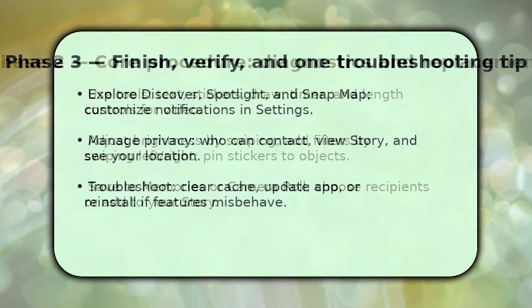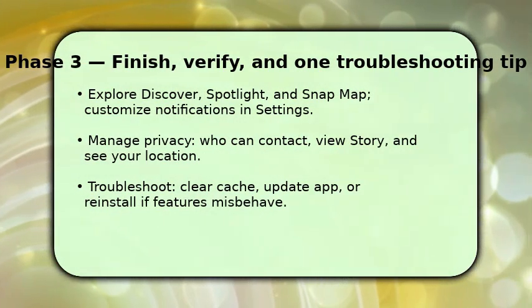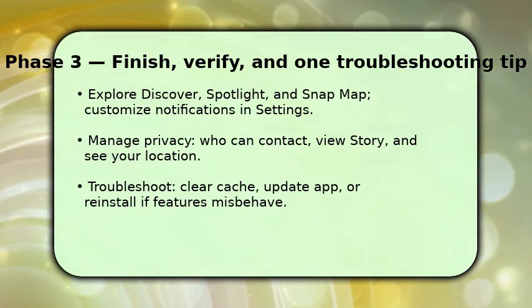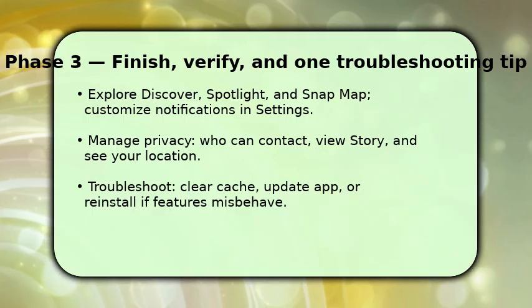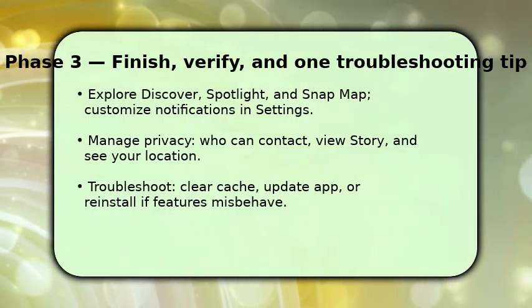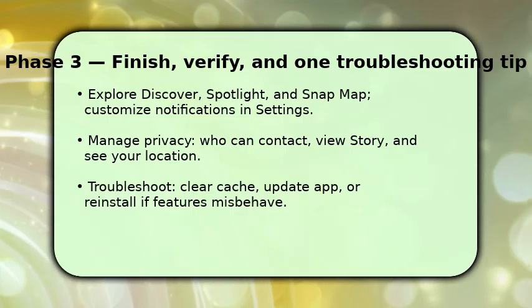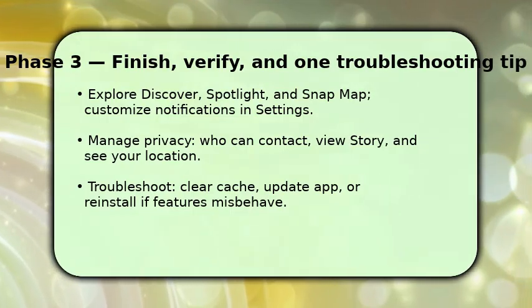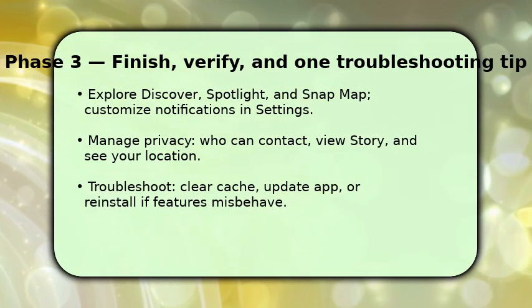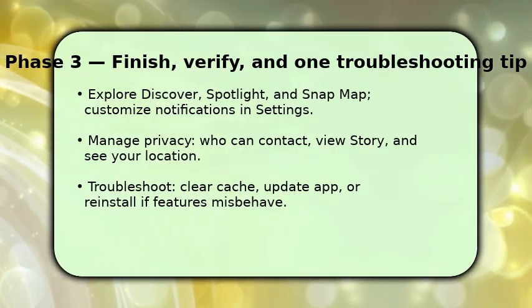Browse Discover for publishers, check Spotlight for viral clips, and use Snap Map to see friends' locations. Make sure to adjust location sharing. Next, go to Settings to control who can contact you, view your story, or see your location so your privacy matches your intent. If something breaks, clear cache in settings first, then update the app.